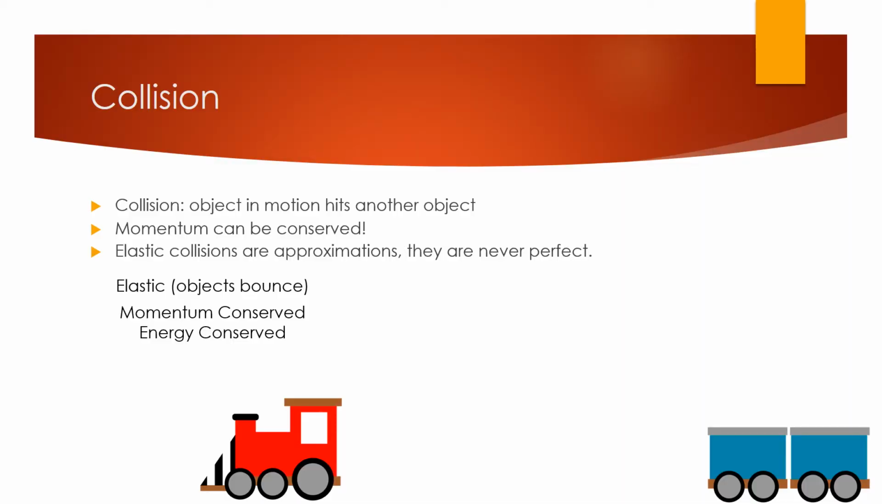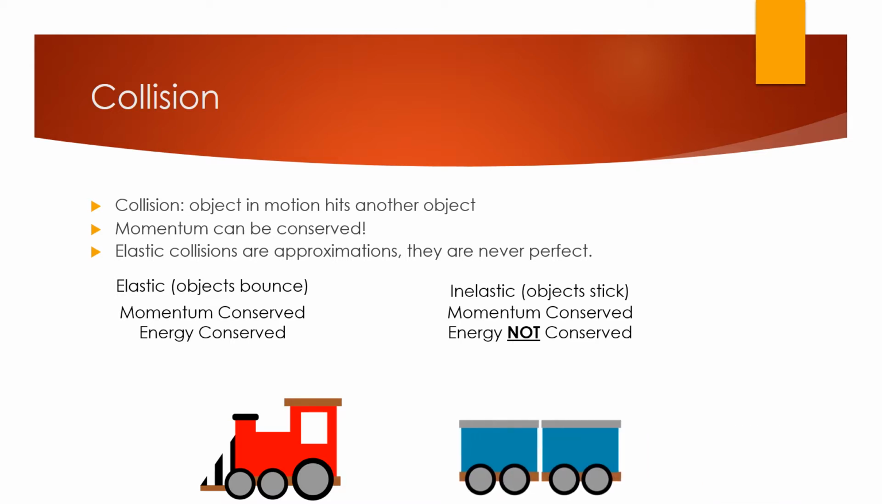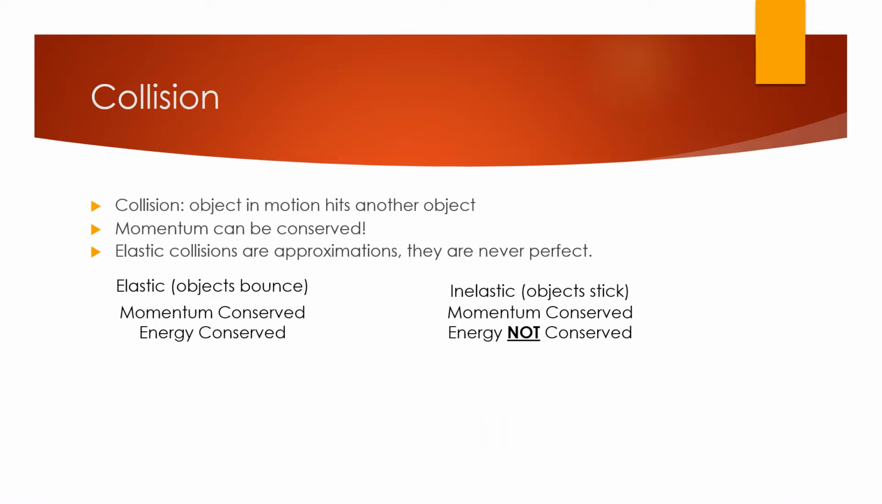Now, let's look at the other type of collision, an inelastic collision. In an inelastic collision, the objects become one mass when they collide. In this situation, total momentum is conserved, but kinetic energy is not conserved. That is the big difference between an inelastic collision and an elastic collision. In an inelastic collision, most of the energy will turn into heat or sound. A good example would be two separate train carts that couple together when they touch.